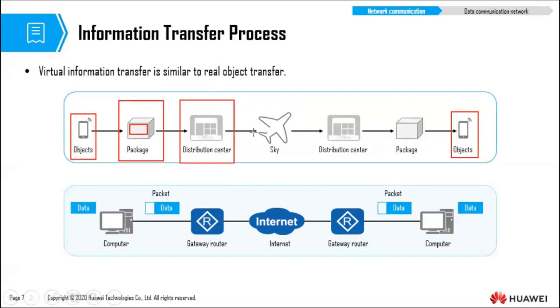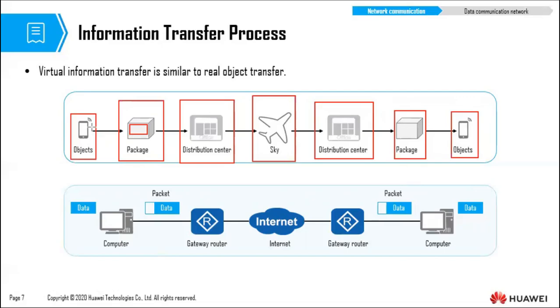Then the distribution center will ensure that it is taken maybe to the airport, and that particular courier service will ensure that it is taken to the distribution center in Angola. Then Maurice will receive the package. When Maurice receives the package, he will tear up the box and remove the contents of that particular package, which is the smartphone, for example. So information transfer happens in a very similar manner. It's not any different from this.